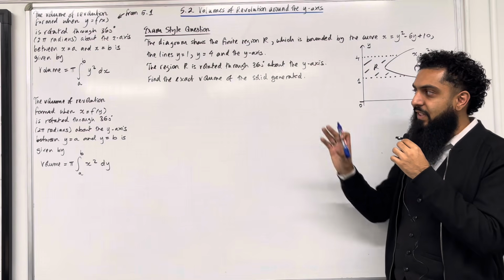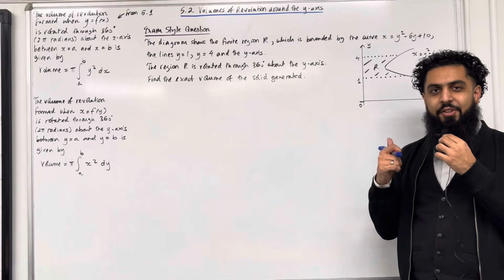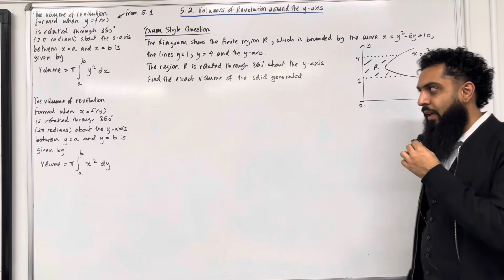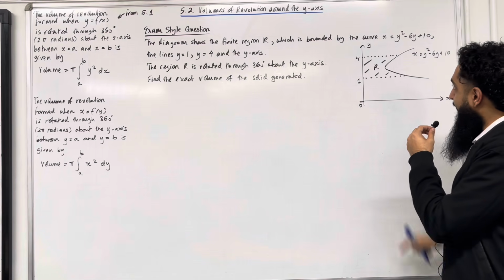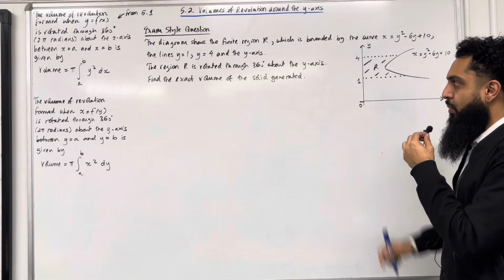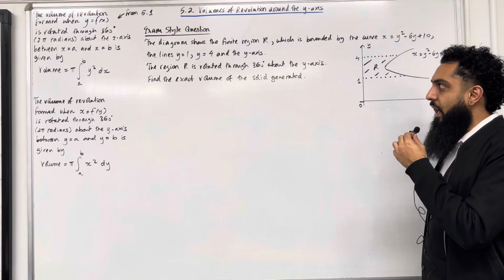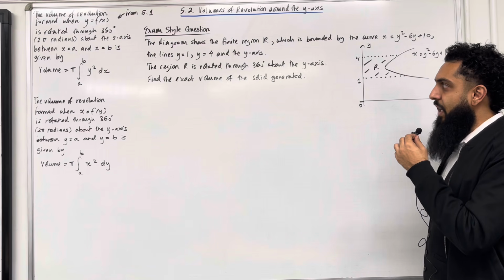I'll be implementing this key fact within 2 exam style questions. Here is an exam style question. The diagram shows the finite region R, which is bounded by the curve x equals y squared minus 6y plus 10, so x is a function of y, the lines y equals 1, y equals 4, and the y-axis. The region R is rotated through 360 degrees about the y-axis.